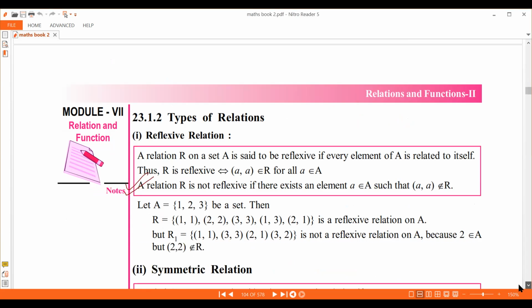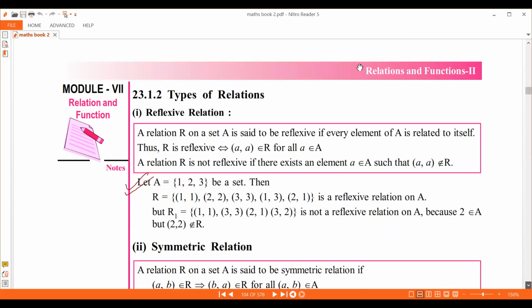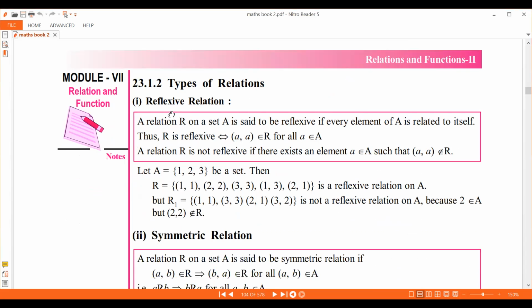So what is a reflexive relation? A relation R on the set A is said to be reflexive if every element of A is related to itself. That is the beauty. Every element of A is related to itself. What does it mean? It simply means that you get a doublet.